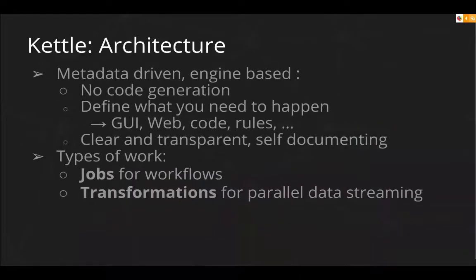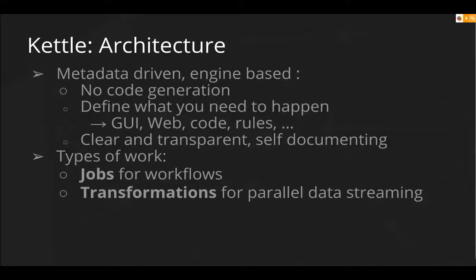All right. So, what are we like architecturally? Kettle is a metadata-driven, engine-based tool, pretty much like Informatica. So no code is generated at any given time. You just define what you need to happen: read a file, read a database, load some data in a node in Neo4j, and you can use a GUI for that. But you can also use code or rules to set up these jobs, these workloads. It's clear, it's self-documented basically in the GUI.